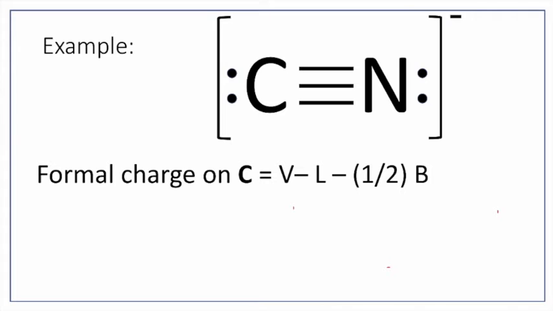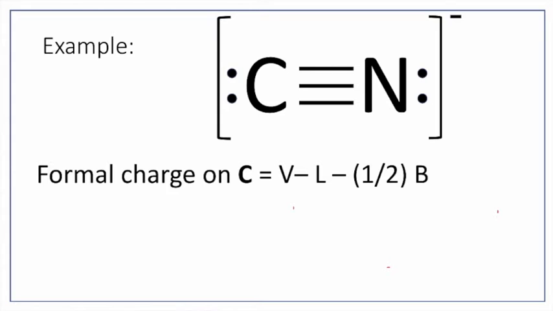Okay, let's look at an example. Here we have the cyanide anion, and we're going to use our formula to calculate formal charges. The first one we're going to look at is the carbon. Remember, we do this on each of our atoms.